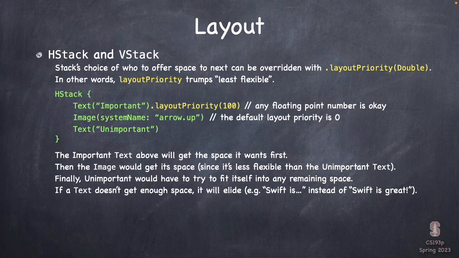So here I have an HStack that has two texts and an image in between. The top text is important text. I want to see all of that text. So I've given it a layout priority of 100. The other two, the image and the text, have a layout priority of the default, which is 0.